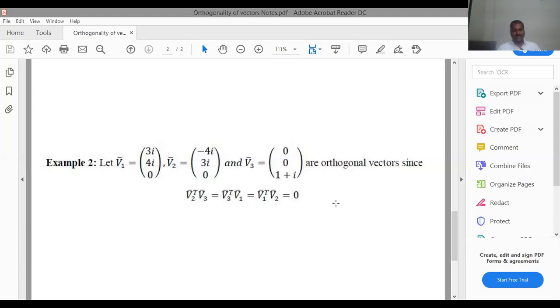orthonormal set. So, two vectors are said to be orthogonal if the dot product between them is 0, or if the inner product between them is 0. A bunch of vectors are said to be orthogonal if they are pairwise mutually orthogonal, and the set is said to be an orthogonal set. Further, if we divide each vector by its norm, then we get an orthonormal set.